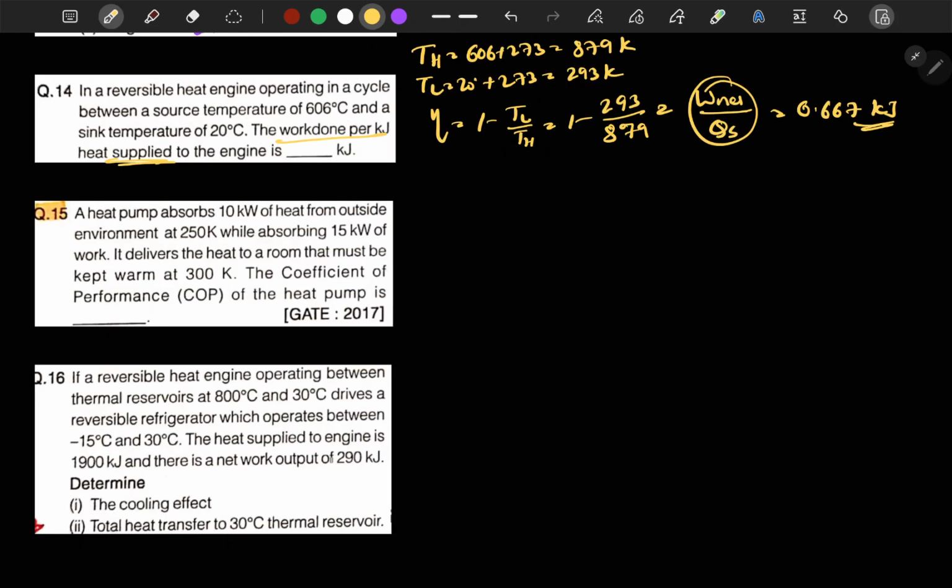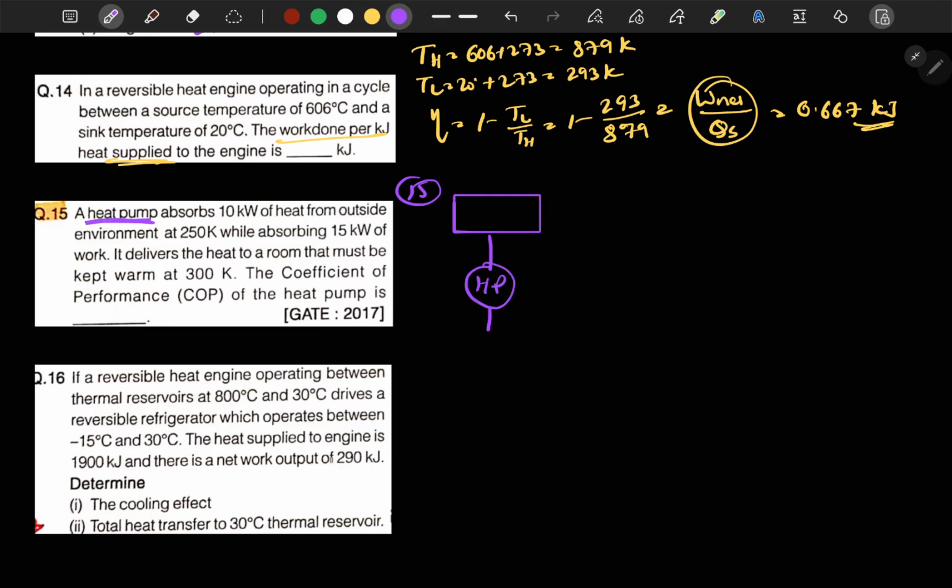Moving to next question, we move to question number 15. It is mentioned in question number 15 that a heat pump, so it is a question of heat pump, absorbs 100 kilowatt of heat from. Okay, so let me draw a heat pump first. So let's say this is a heat pump.